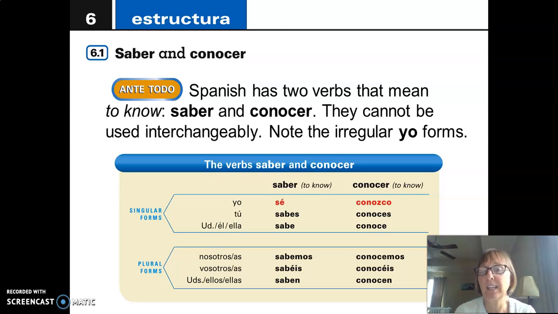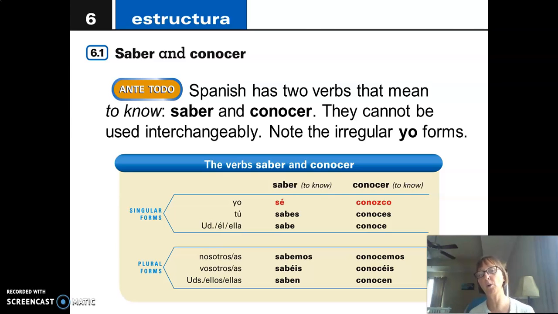Conocer, on the other hand, is utilized when we are referring to knowing a person or just simply being familiar with something. So if you think of it in terms of being familiar with something, it'll help you remember that you utilize that with a person. You can know a person's name, and that would be saber. Yo sé que tu nombre es María. I know the name. Yo sé que su nombre es Marco. I know that his name is Marco. This is knowledge that I know.